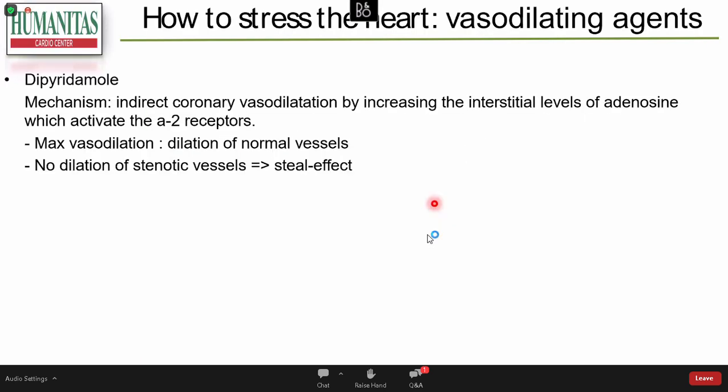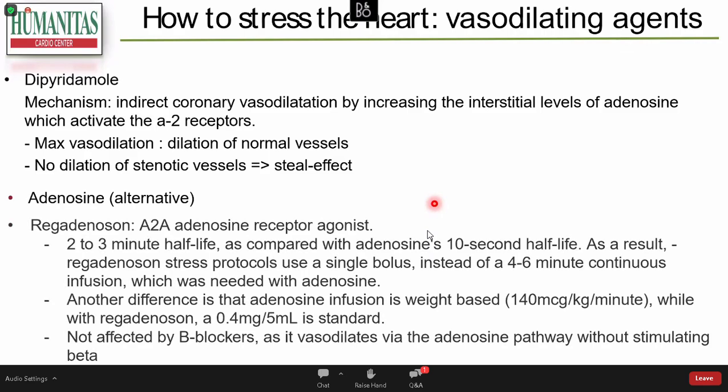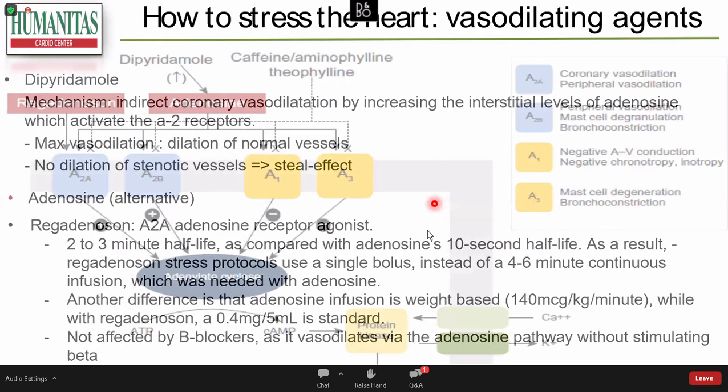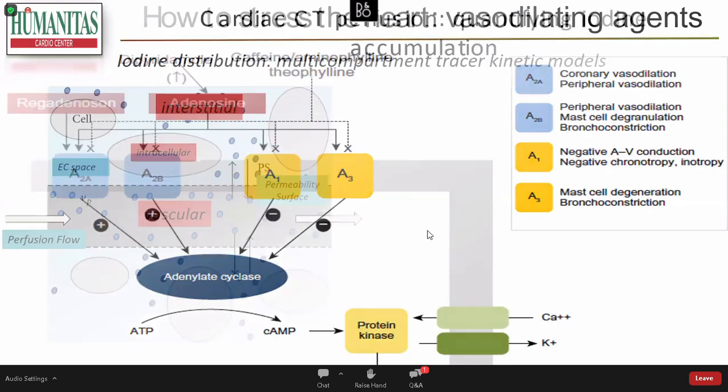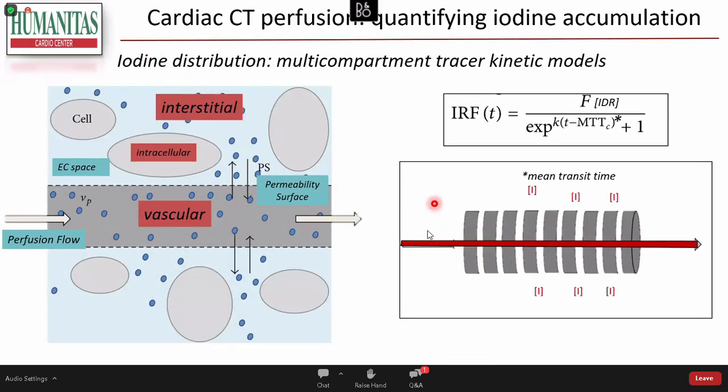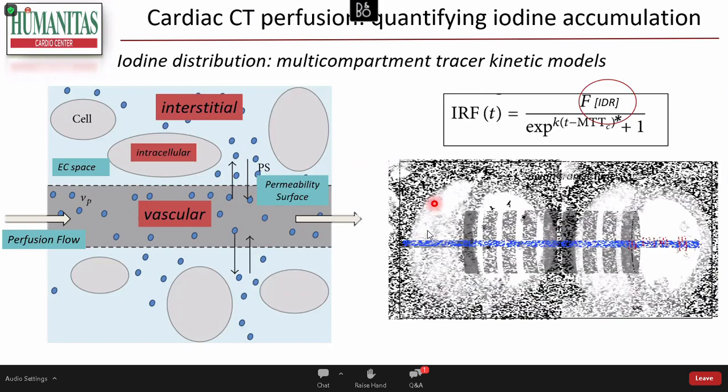We use different stressors, from dipyridamole to adenosine, regadenoson. I wouldn't go too much into detail, but basically the principle is to activate beta receptors in the heart, increase contractility, increase dilation of the heart and of the coronaries, and activate the stealing effect. Let me make it a little more practical. Maybe I'll skip this and show you how it works practically.